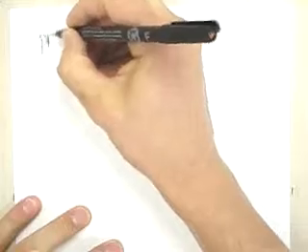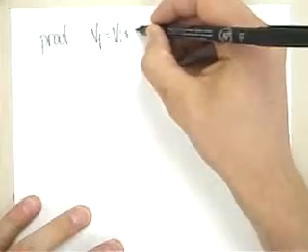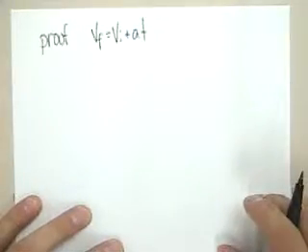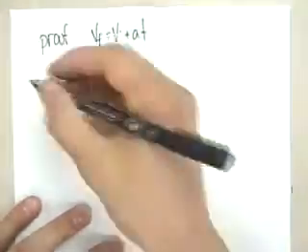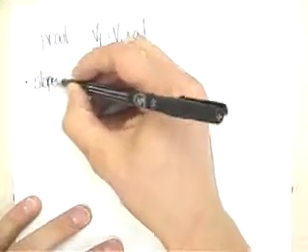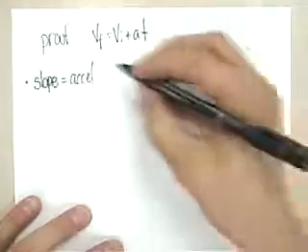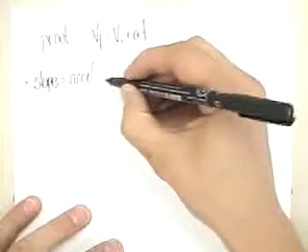Alright, we're going to do the proof of vf equals vi plus at. Okay, well, first thing we'll do is we'll start off with an assumption. We're going to make the assumption that slope equals acceleration on a dt graph. Sorry, on a vt graph.